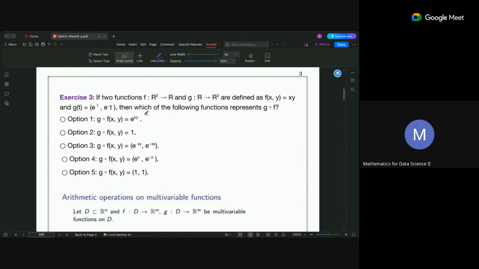Before answering this question, let me see, I guess everyone knows this, but just to make sure, let me define another function h in this way. Your h of x is e power x comma e power minus x. What can you say about h and g? Both are the same. Only we are changing the notation for the variable.